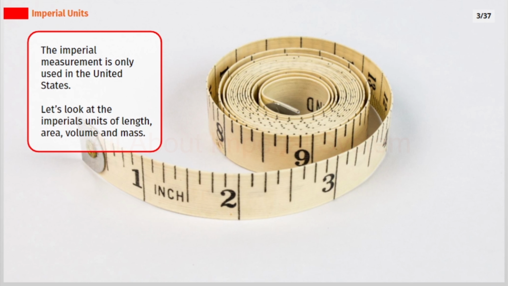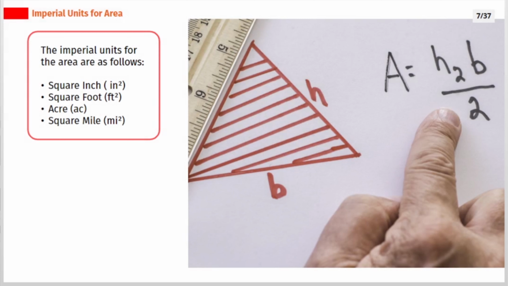The imperial measurement is only used in the United States. Let's look at the imperial units of length, area, volume, and mass. The imperial units for the area are as follows: square inch, square foot, acre, and square mile.